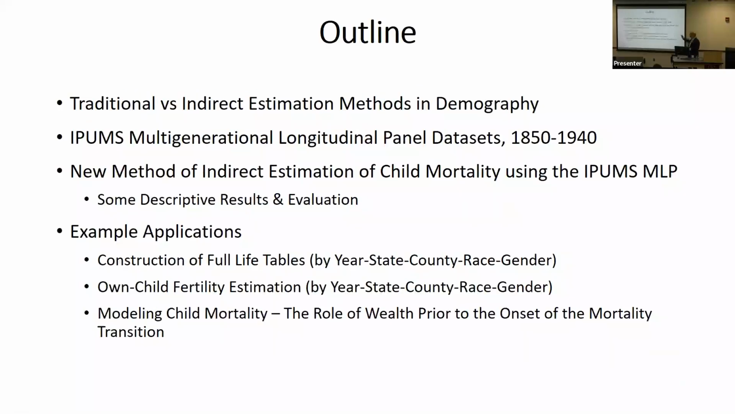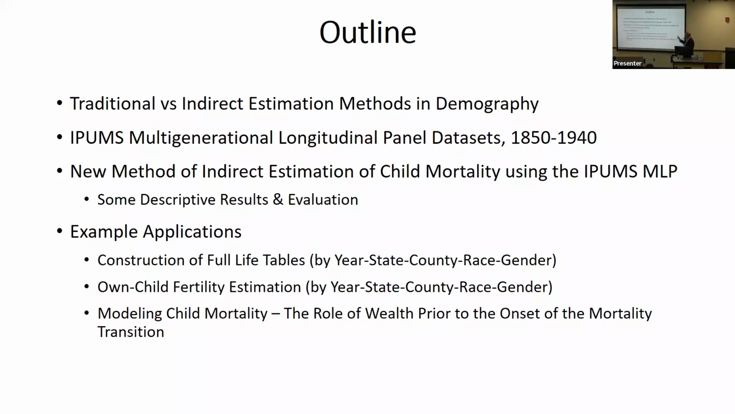So these will be indirect-based estimates that we're going to be making. I want to start the paper by saying a little bit about traditional estimation in demography and indirect estimation. Then a little bit about our data set, the MLP data set. We'll spend most of the hour talking about this method of estimating child mortality using the data set, our methods, some descriptive results, some evaluation. Evaluation's difficult. There's not a lot there to evaluate our results against. We have a little bit, but we're pushing that as far as we can. And then some example applications towards the end of the talk, some construction of life tables.